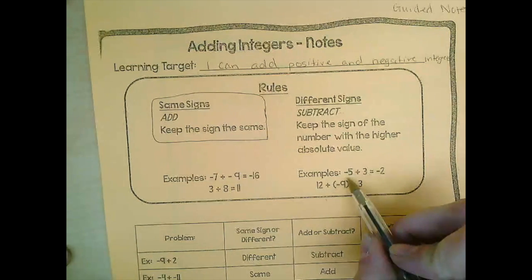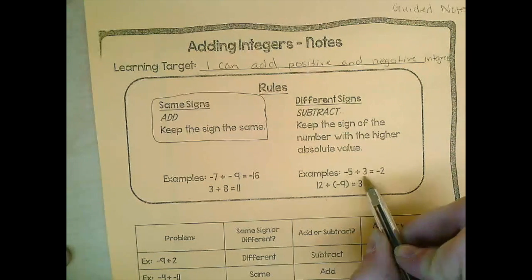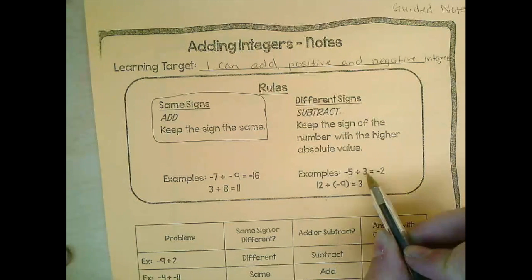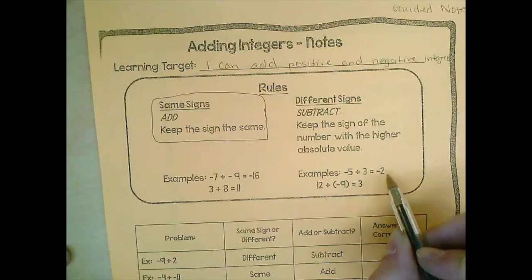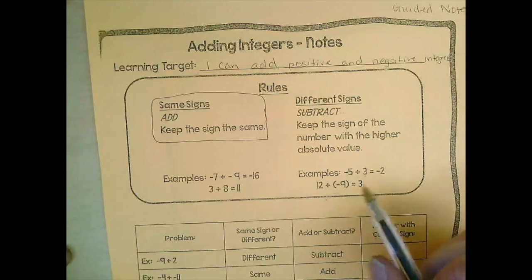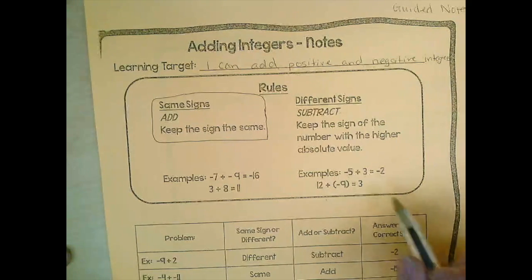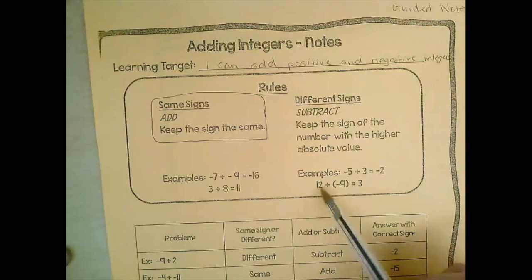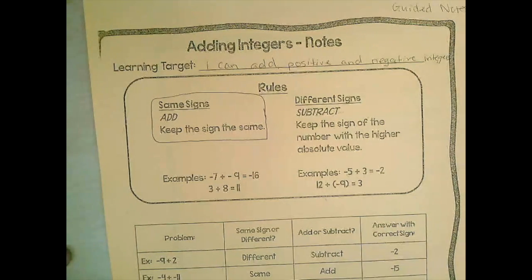In this case, when we say larger, we just mean which number is further away from zero. This simply means that if I have negative 5 plus 3, I'm going to take 5 minus 3 because there are different signs and 5 has a higher absolute value than 3. So 5 minus 3 is 2, and since the negative 5 has a bigger absolute value, we're going to keep that negative sign. In the second example, we have 12 plus negative 9. So we're going to take 12 minus 9, which is 3, and because the 12 has a higher absolute value, we're going to keep our answer positive.